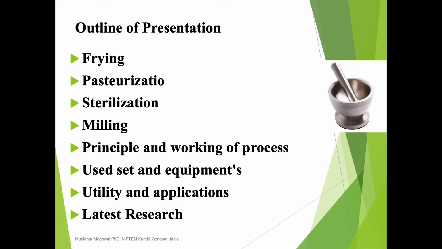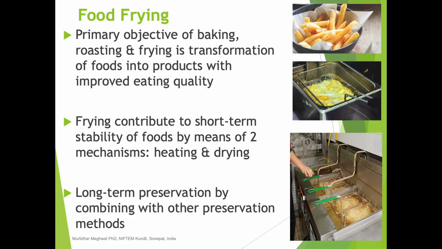Then we will be discussing its utility, applications, and some of the latest advancements going on in this field. So let us start with food frying. The primary objective of processes like baking, roasting, and frying is to transform the food into a product which has better quality. It is a value added product and they get better prices.